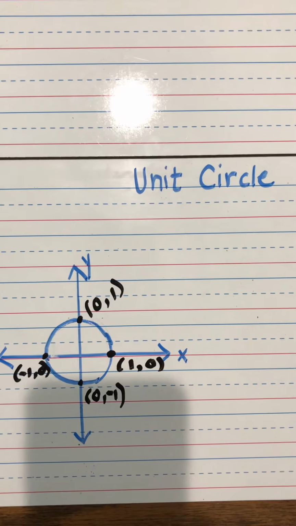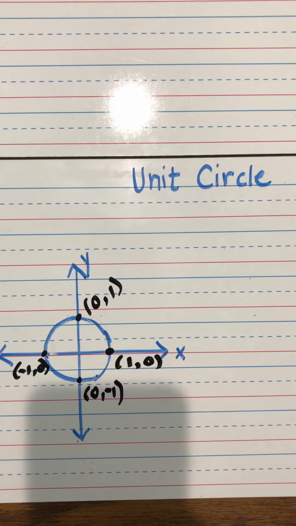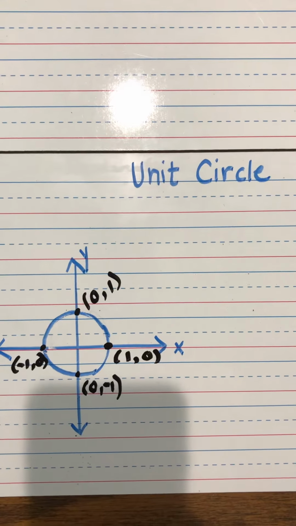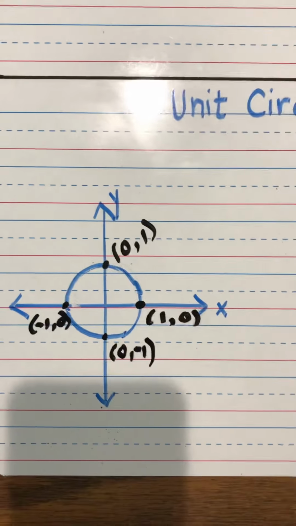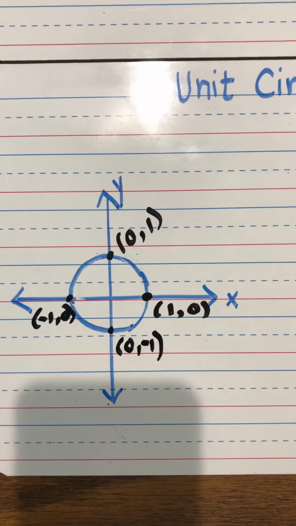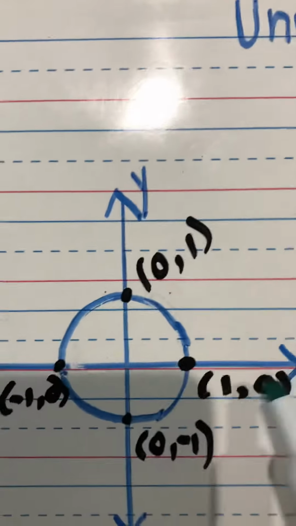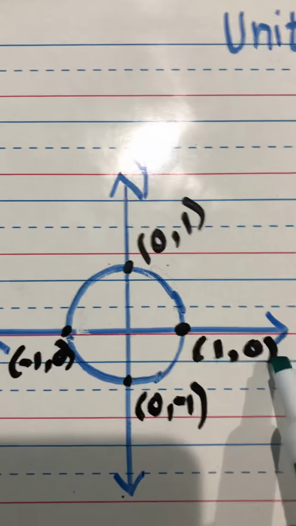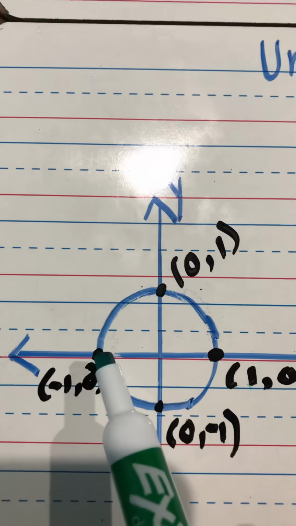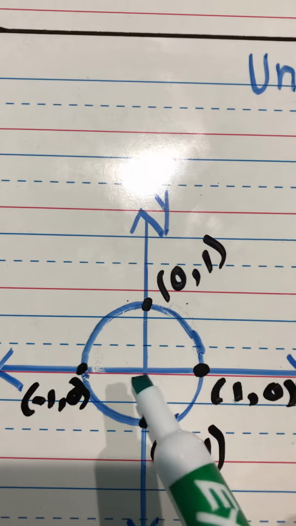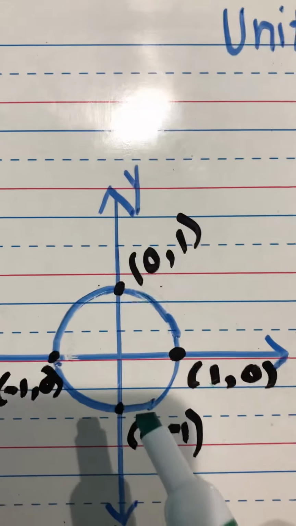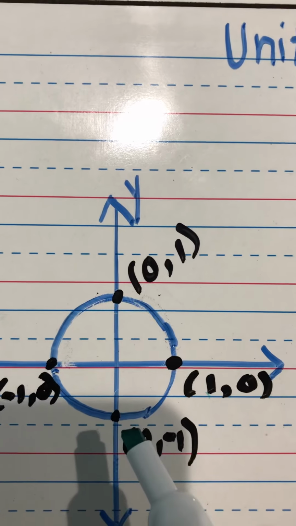In Chapter 4, we're going to be talking about the unit circle. The unit circle is a circle placed on the coordinate plane with a radius of 1. So that's why I've labeled these points (1, 0), (-1, 0), (0, 1), and (0, -1).